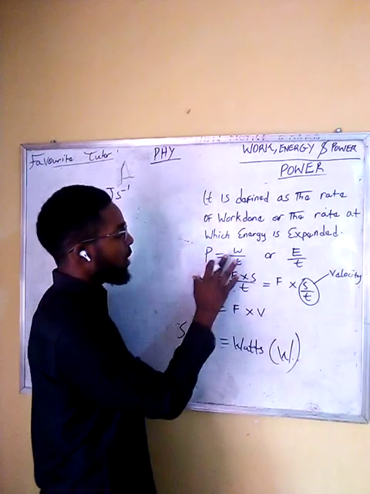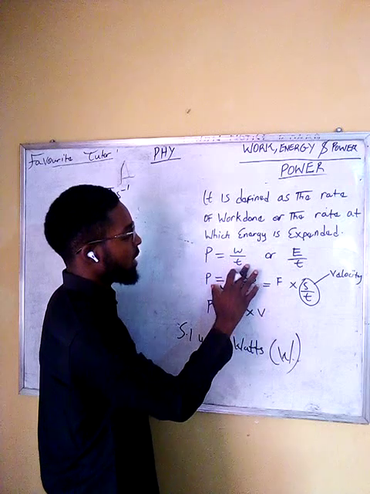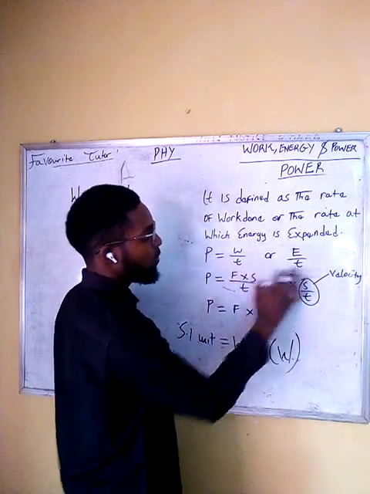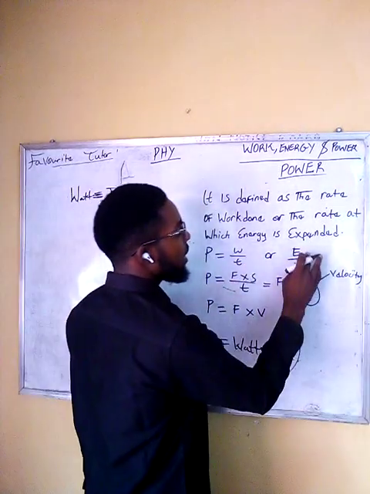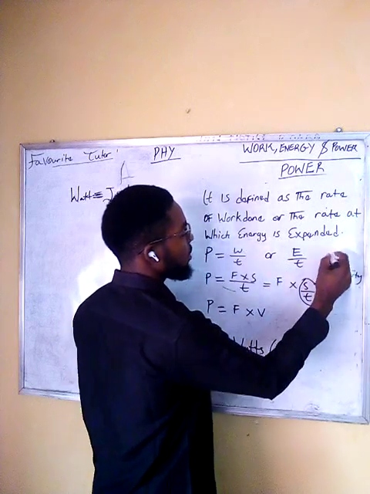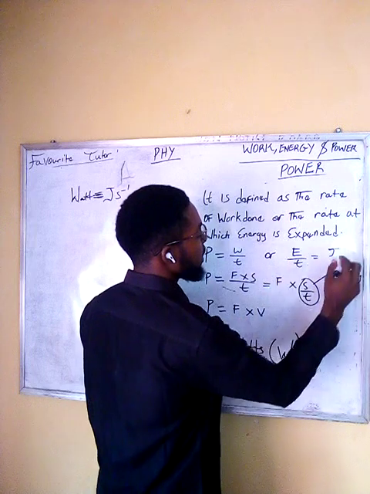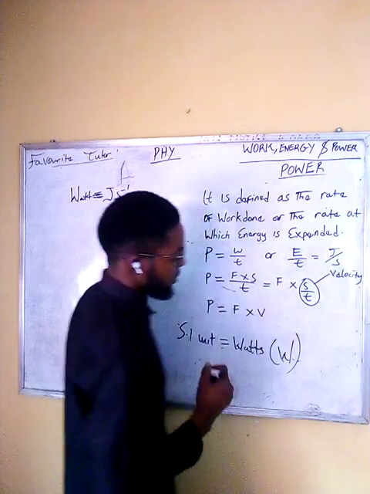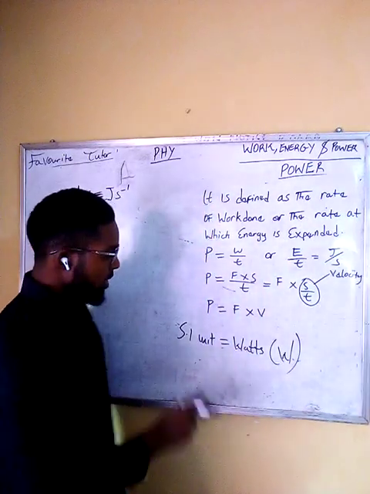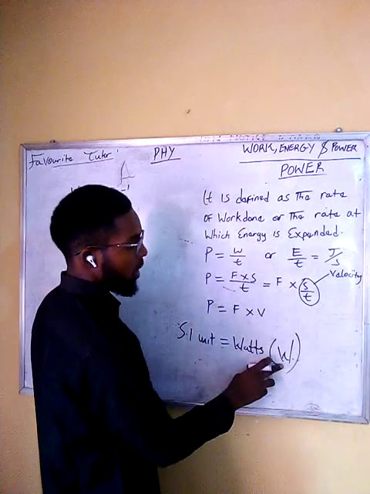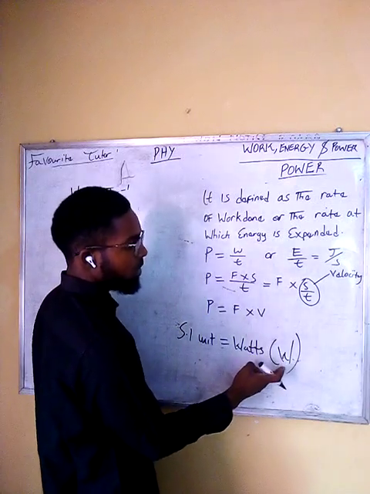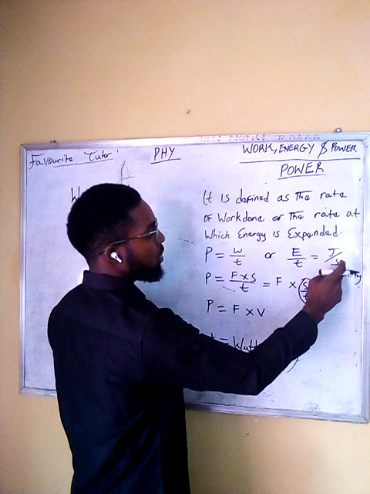from this equation right here, power is equal to work done over time, or energy over time. We know that energy or work done is calculated in joules, and time is calculated in seconds. And the SI unit for power is watts. It's also equivalent to joules per second.